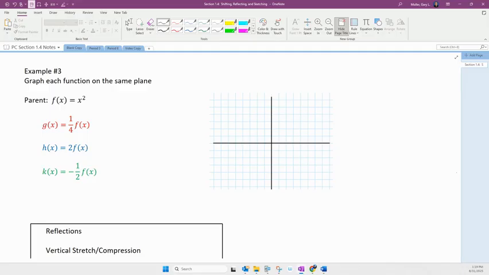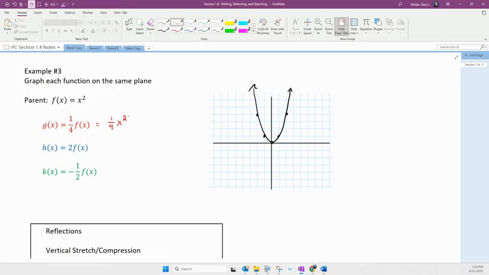So this time we are looking at the function x squared. So let's get that parent function on here. 1, 2, 3. 1, 2, 3. And now I'm asking to graph g of x in red, which is a fourth of f of x. So if I rewrite what that new equation would be, that would just be me saying it's 1/4 outside of the function, so it doesn't affect the squared. So it's just 1/4 of x squared.